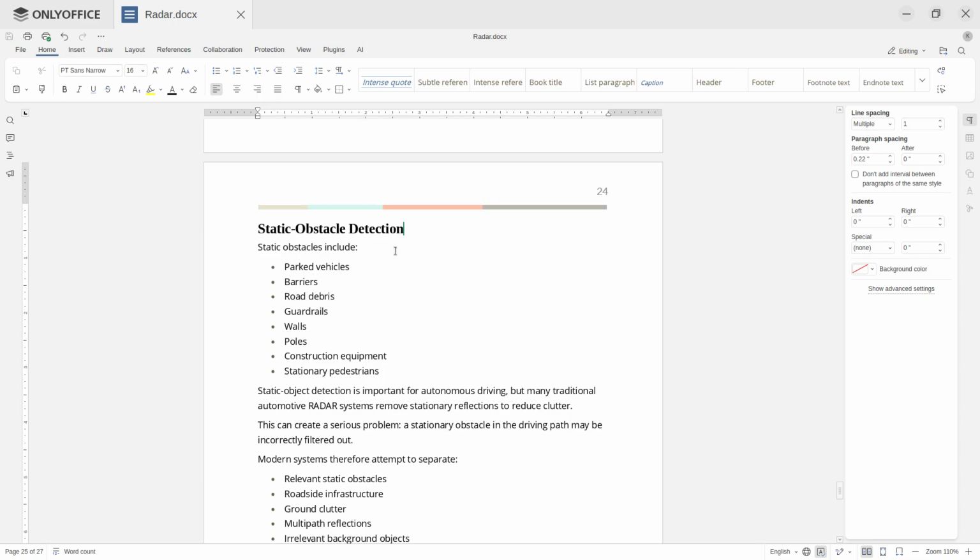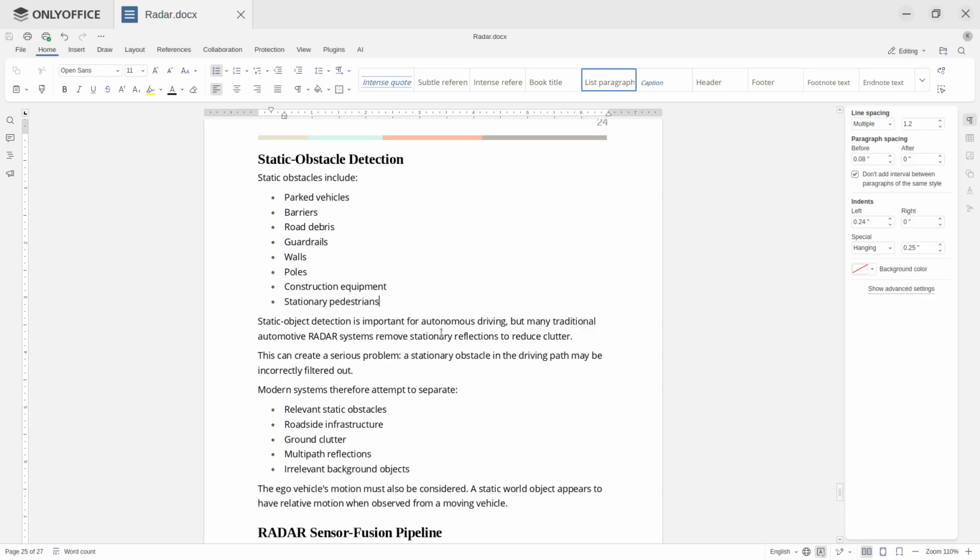Static obstacle detection. Static obstacles include parked vehicles, barriers, road debris, guardrails, walls, potholes, construction equipment, stationary pedestrians. Static obstacle detection is most important for autonomous driving, but many traditional automotive radar systems remove stationary reflections to reduce clutter. This can create a serious problem. A stationary object in the driving path may be incorrectly filtered out.